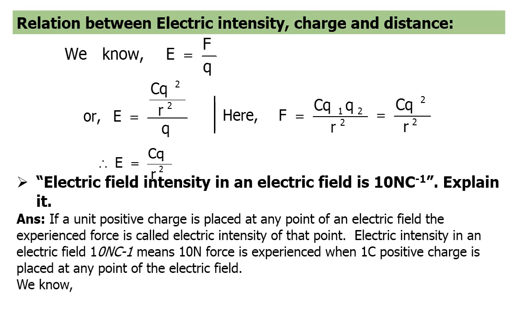Let's have a look. The electric field intensity in an electric field is 10 Newton per coulomb. It means if 1 coulomb positive charge is placed at any point of electric field, then the 1 coulomb charge will experience 10 Newton force. And if we write the formula of E, we know E equal to F by Q. The value of F is 10 Newton and the value of charge is 1 coulomb. After calculation, we can write here E equal to 10 Newton per coulomb.